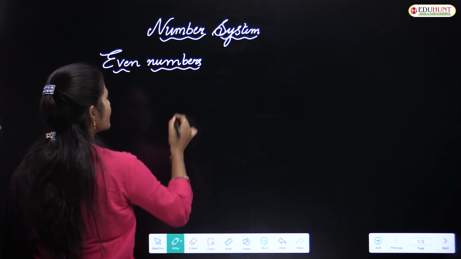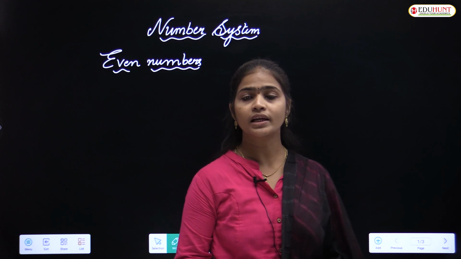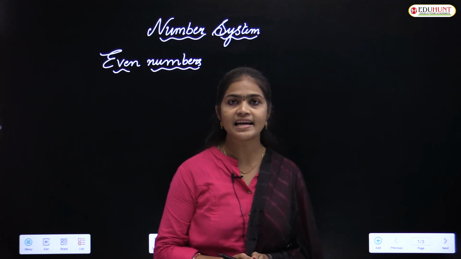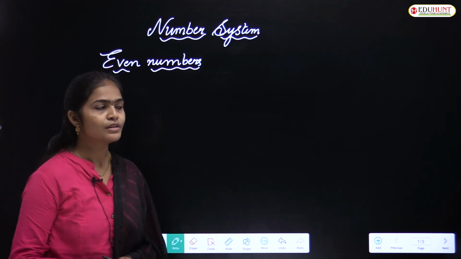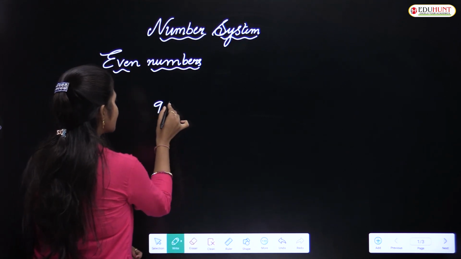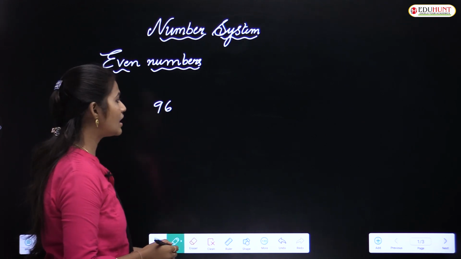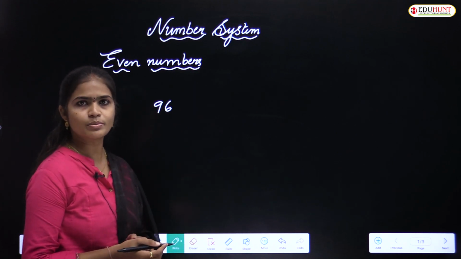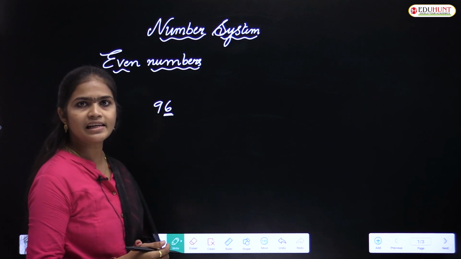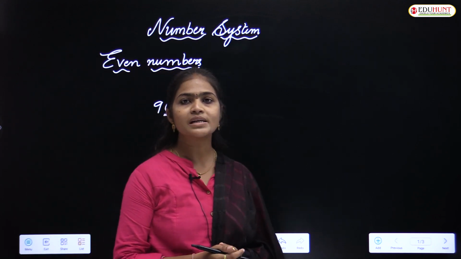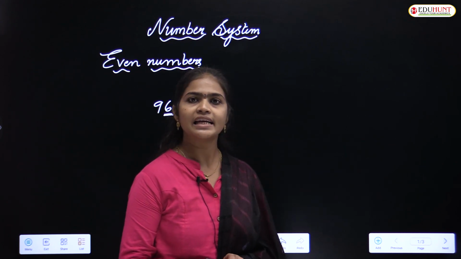So even numbers means what? The given number which is exactly divisible by 2. The numbers which are exactly divisible by 2, those numbers we will call even numbers. For example, here 96 is there. 96 divisible by 2 means we know the 2 table, right? In 6th class we learned some divisibility rules. By applying that, 6 is exactly divisible by 2. So the numbers which are exactly divisible by 2, we will call them even numbers.